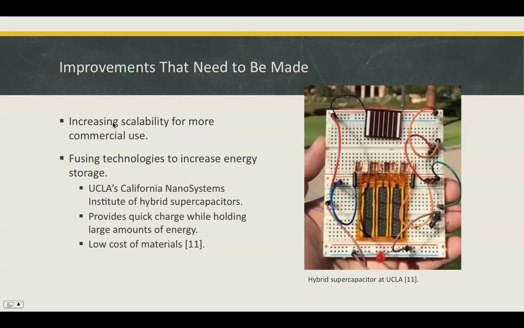There are still improvements in energy storage that need to happen to make them more commercially viable, including scalability for more practical uses. Developments in 2015 from UCLA's California Nanosystems Institute built hybrid supercapacitors using laser-scribed graphene and manganese dioxide to hold large amounts of charge. This technology could possibly be fused with nanotube supercapacitor technologies to provide a more reliable and low-cost supercapacitor.